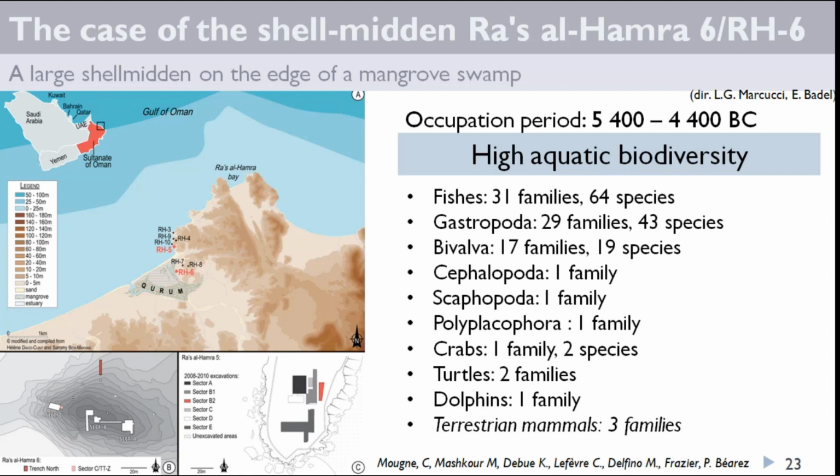Italian colleague Delfino identified turtles, and 2 families of turtle were identified. And we can also find 1 sort of dolphin and 3 different families of terrestrial mammals. We are now working on the publication of a synthesis of these bioarchaeological results.